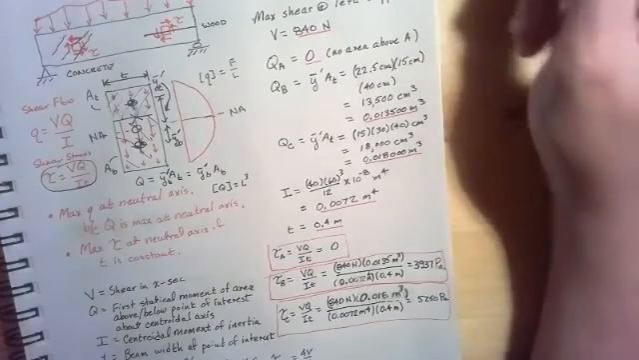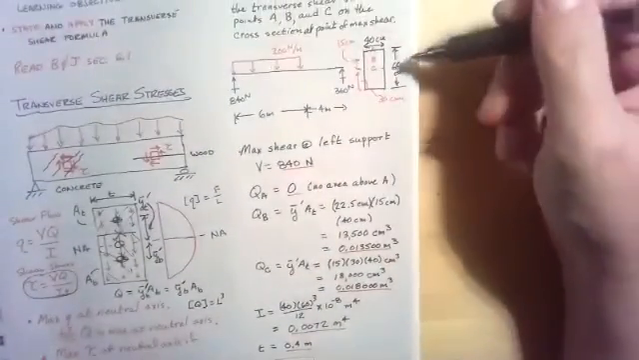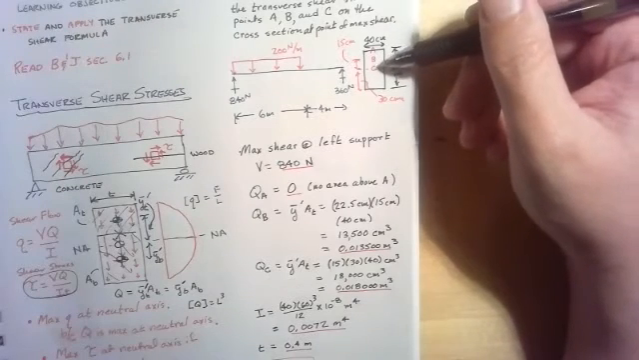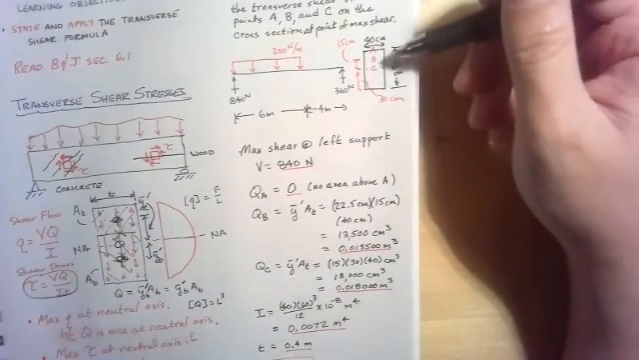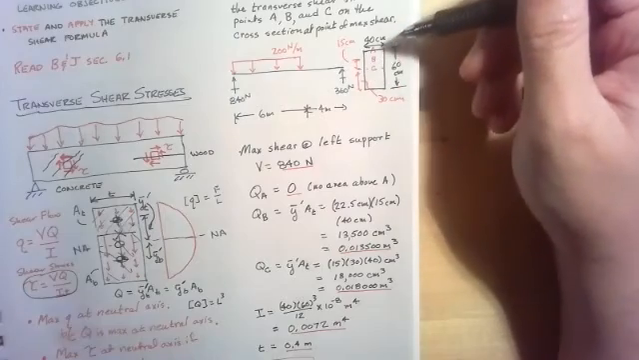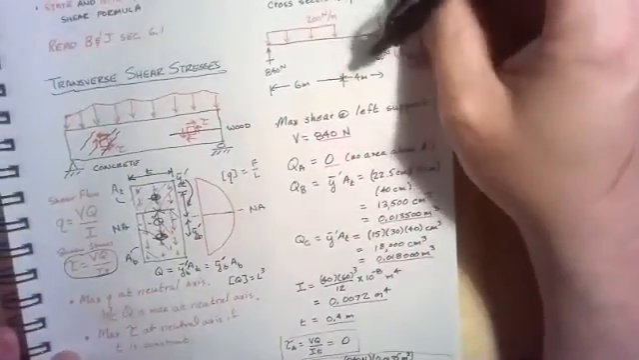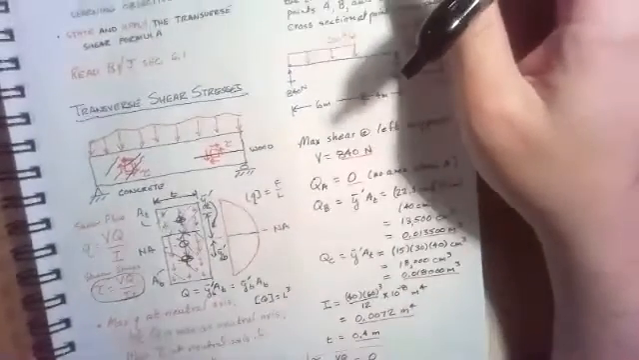So as we would expect, the shear stress is greatest at C, which is right at the neutral axis. It is greater at B than it is at A, and in fact, it is 0 at A. And that concludes lesson 14.